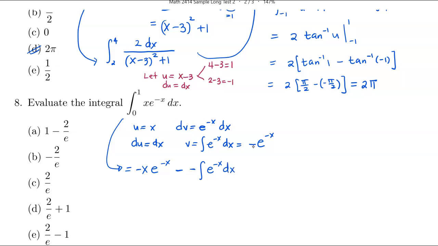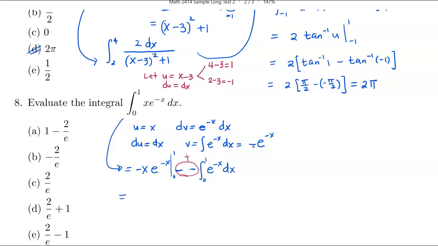And then don't forget the limits of integration. The limits of integration is 0 to 1, 0 to 1. Now let's rewrite that. So we have, before, you just have to pay attention. This double negatives here makes it positive.